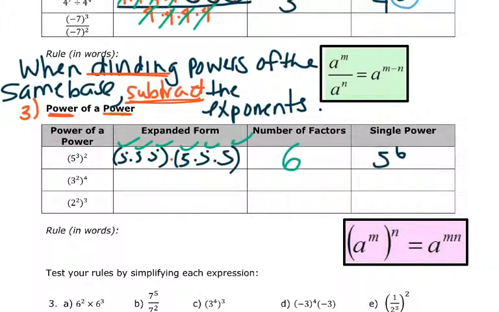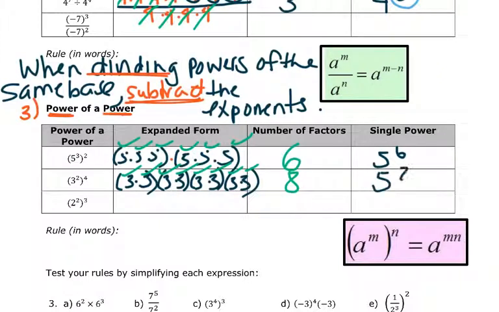Let's apply it to the next one. So next we've got 3 to the power of 2 all to the power of 4. So that means we've got 3 to the power of 2, which we know is 3 times 3. But we've got to do that 4 times. So we're going to do 3 times 3, 3 times 3, 3 times 3. Let's count up those 3s now. So we've got 1, 2, 3, 4, 5, 6, 7, 8. Okay, we've got 8. So if we're going to put that all into one power, it's going to be 3 to the power of 8.